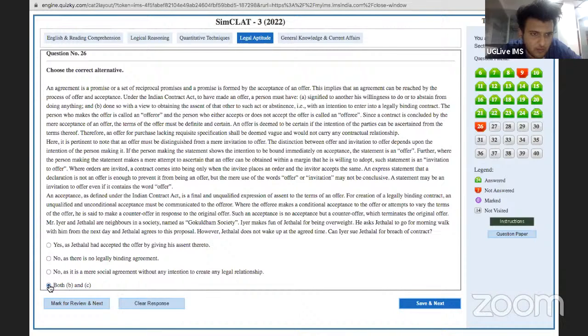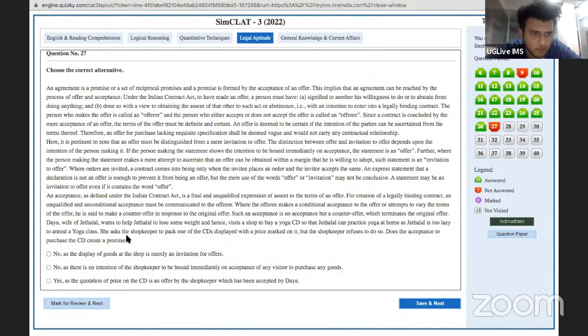Not a legally binding agreement. Okay. Wants help with some weight loss. Visits a shop to buy a yoga CD. Can practice yoga, but is too lazy to attend. She asks the shopkeeper to pack one of the CDs displayed with the price marked on it, but the shopkeeper refuses to do so. Does the acceptance to purchase the CD create a promise? Okay.